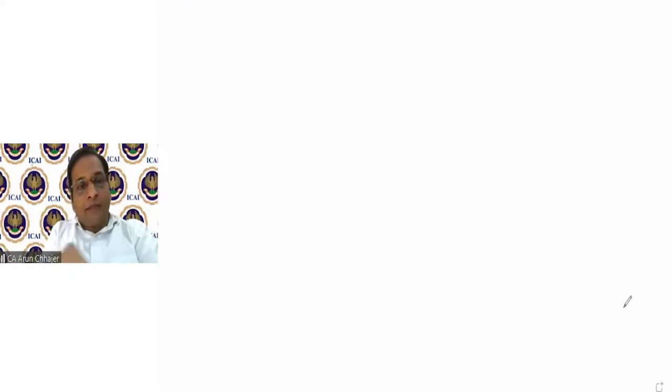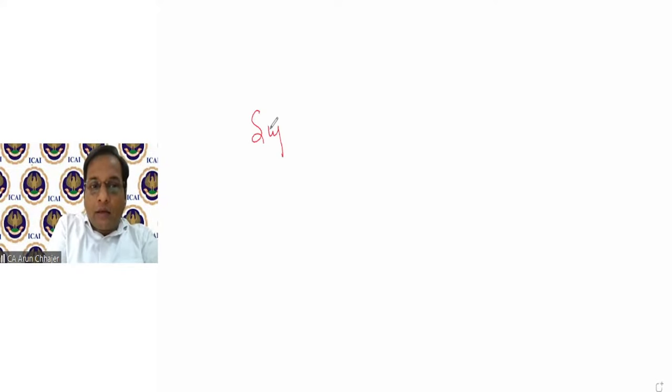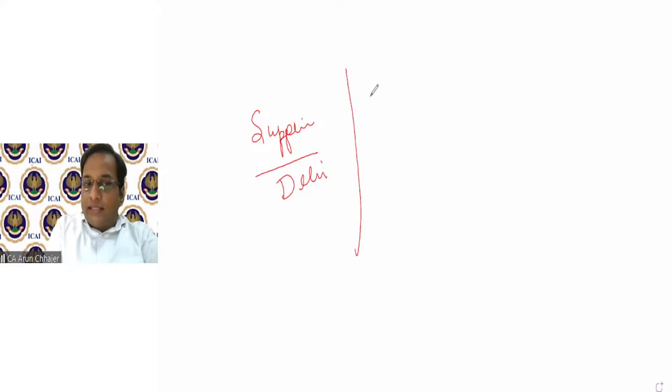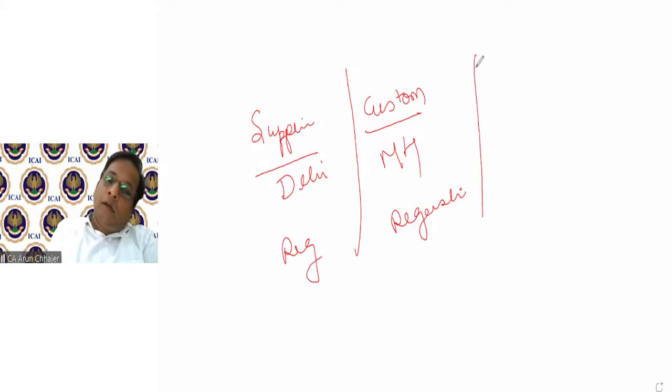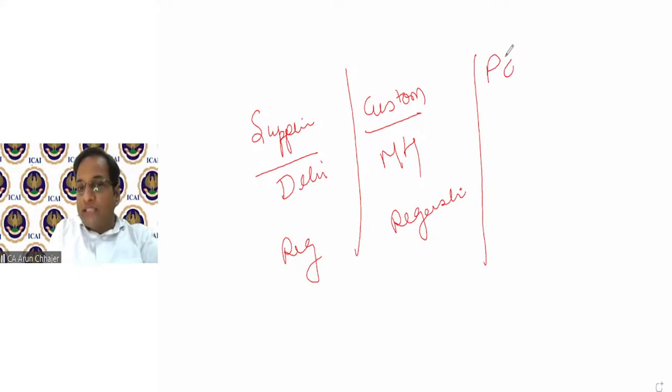Assume that the supplier is located in Delhi, registered. The customer, the recipient, is located in Maharashtra, registered in GST. Place of supply, let's say, comes to Delhi.